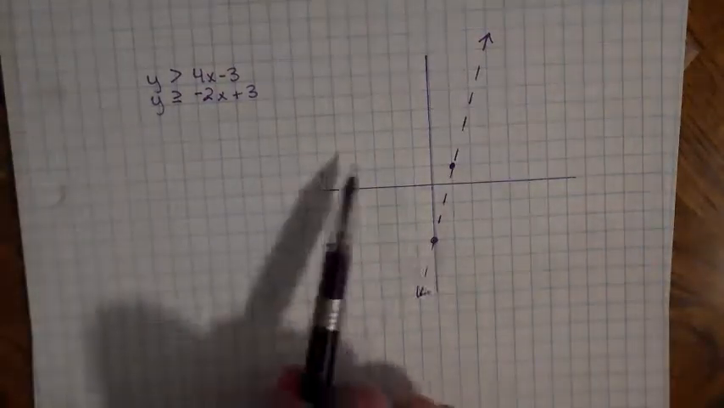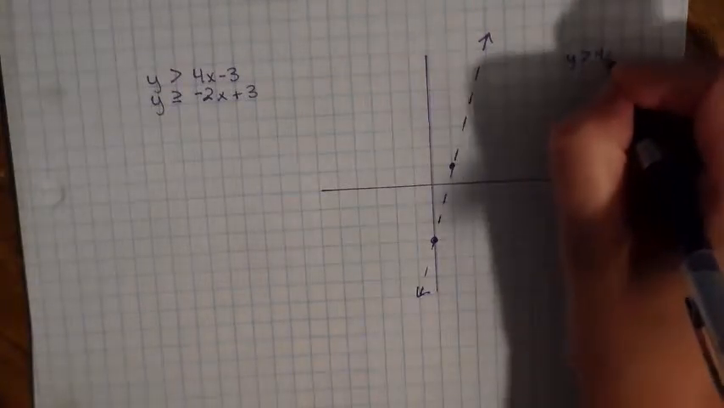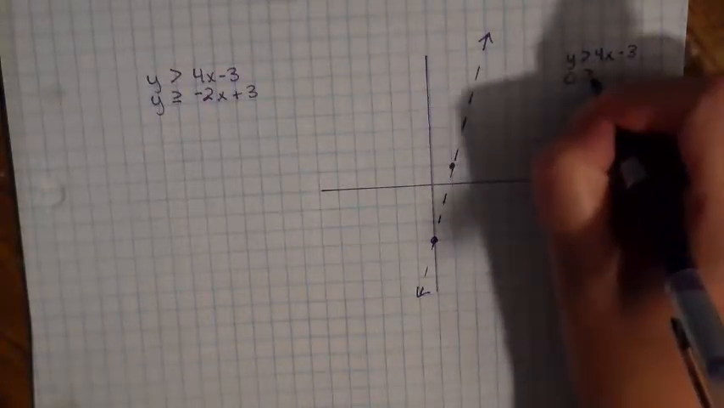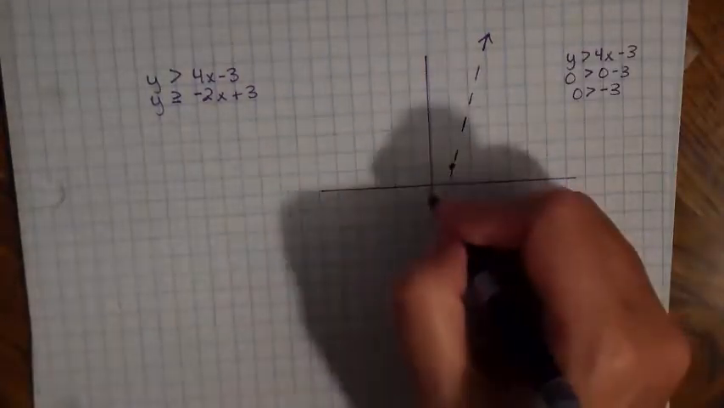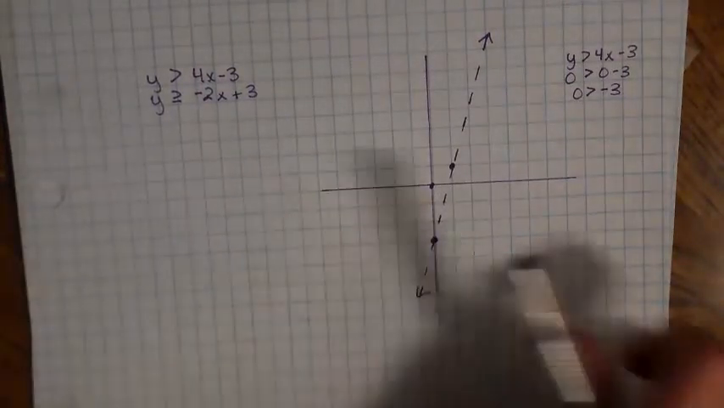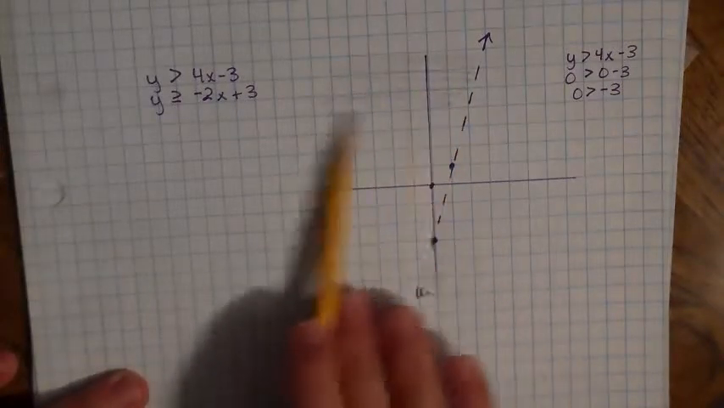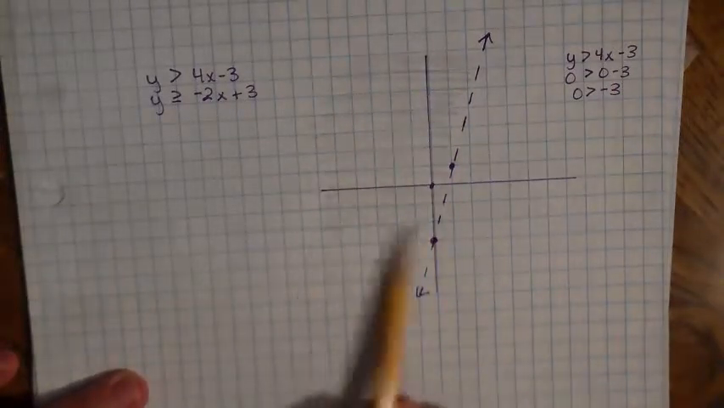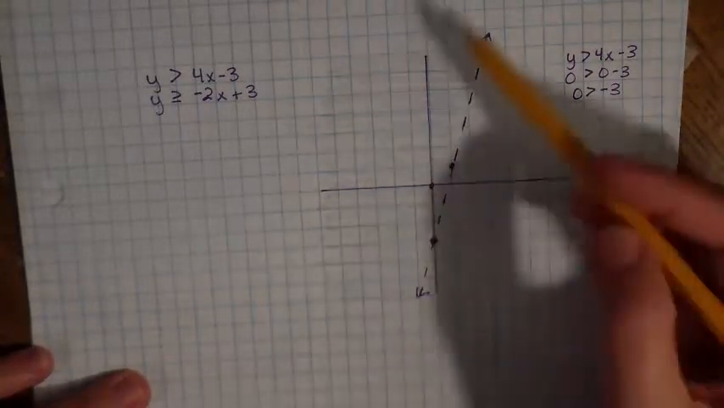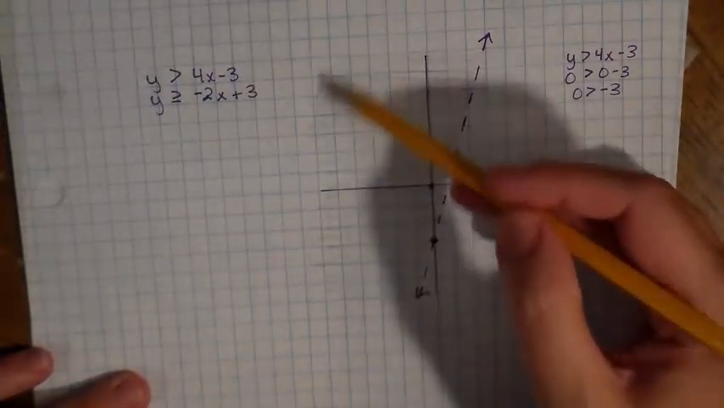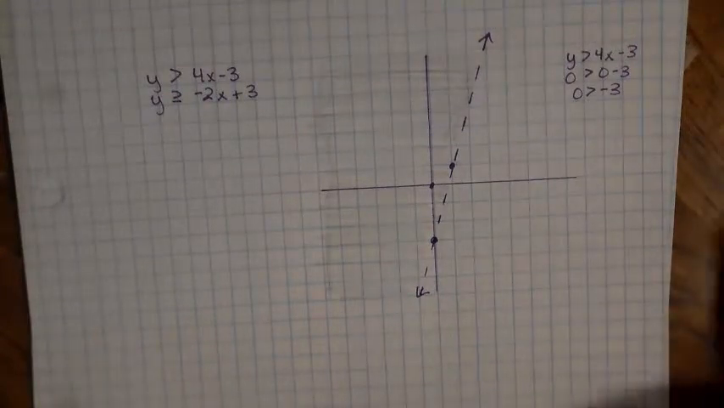And now I need to determine which side of this line I should shade. So I'm going to pick the point 0, 0, plug it in, and I'll get 0 is greater than 0 minus 3, or 0 is greater than negative 3. That is true, so I need to shade this side of the line. I'll come in with a pencil and shade very lightly. I'm not sure if that's showing up very well in the video, but as you can see I did shade very lightly.